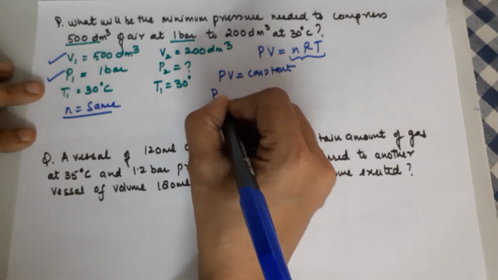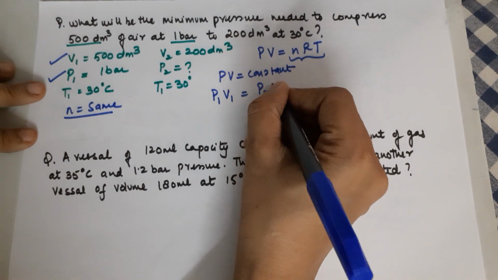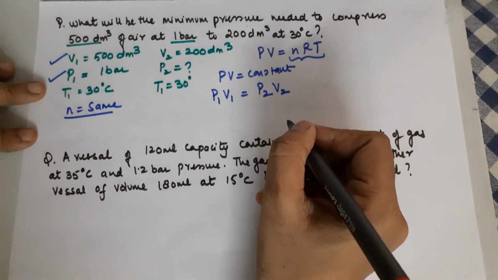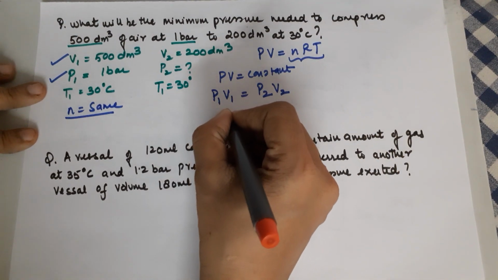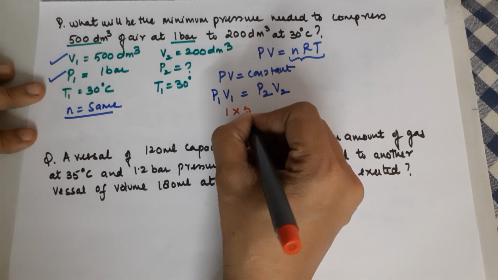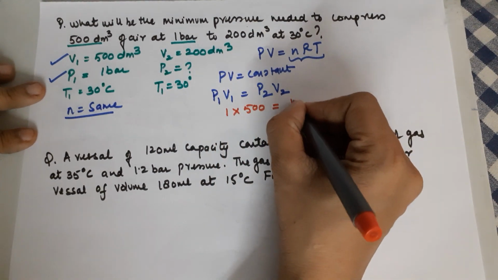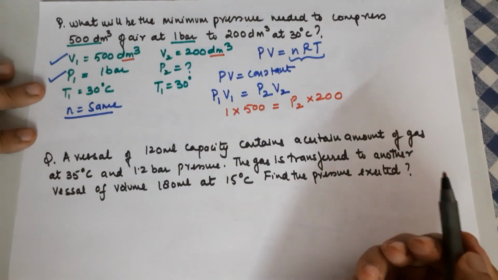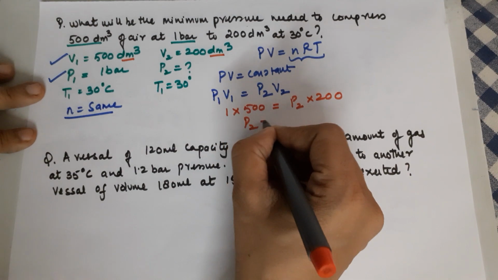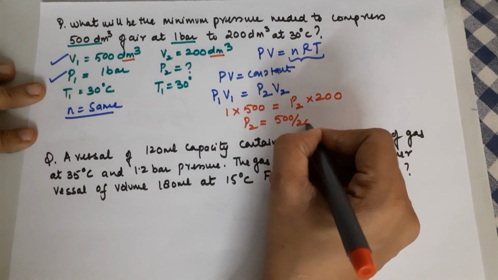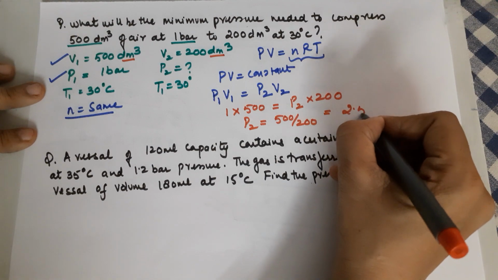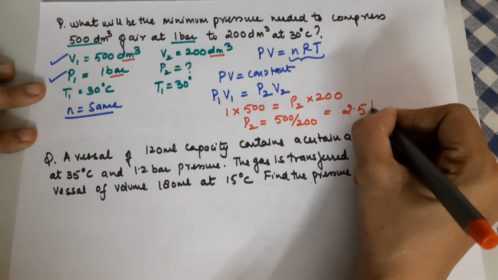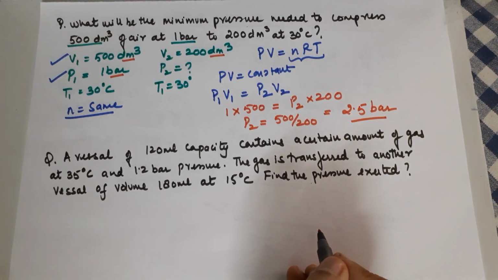Hence the formula that we can use is P1V1 = P2V2. Substituting the values into this, your pressure 1 here would be what? 1 bar into what is the volume 1? 500 is equal to pressure 2, which is to be calculated, times what is the volume? 200. Both the units should be the same. There should not be a change, and when you calculate P2, it comes out to be 500 divided by 200, which is equal to 2.5. Now please don't forget the units. The units will be as given for the pressure. So your answer would be 2.5 bar.